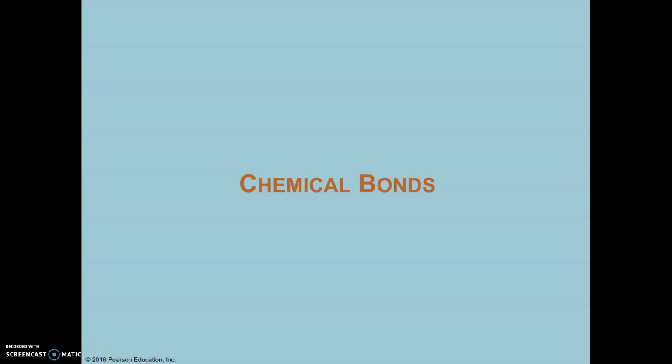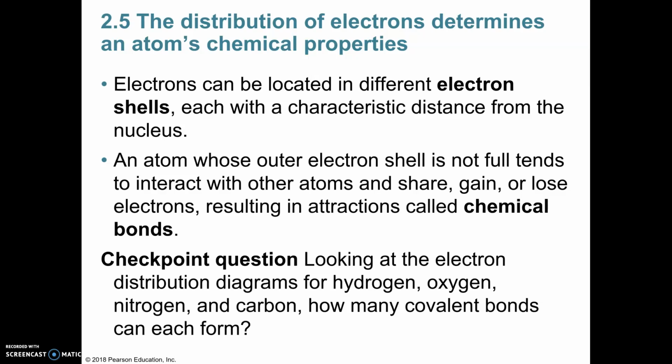Right, so in this lecture, we're going to focus on chemical bonds. So, electrons. We talked about in the previous lecture how protons, neutrons, and electrons compose atoms, and how the protons and neutrons were in the nucleus, but electrons were sort of outside the nucleus in this electron cloud.